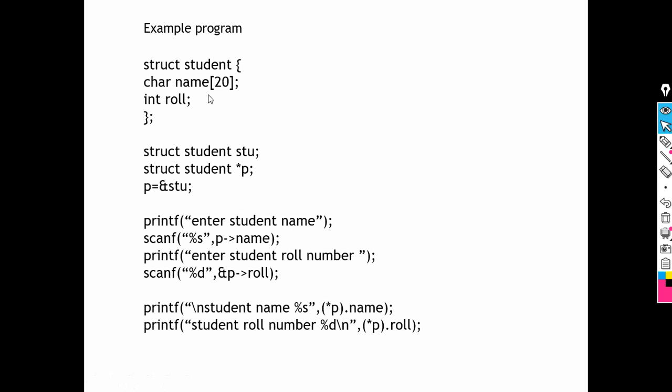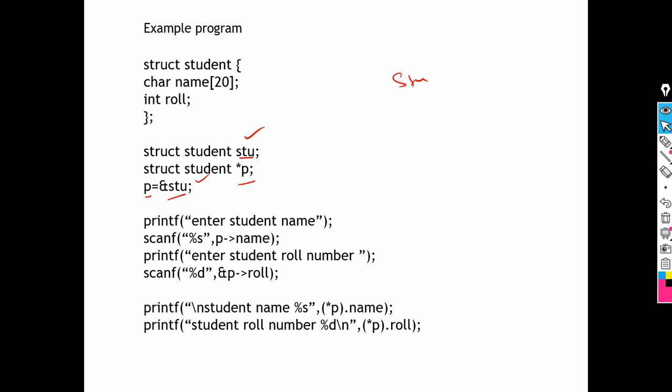And let us look at a program here. We have taken one student structure consisting of two members here, name and roll. Now we have taken a variable stu of the same type and a pointer p of the same type, and placing the address of stu in p. Then what happens? This p can point to this entire stu, right?